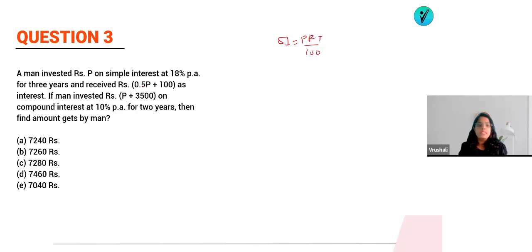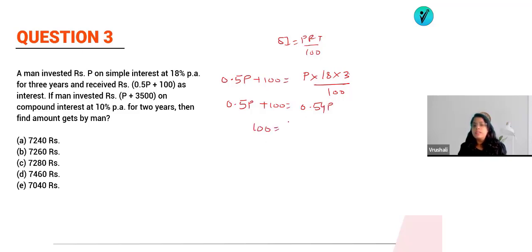So what is this one? SI is 0.5P plus 100. Here P is P, R is 18% and T is 3 years, divided by 100. So how much will it be? If you solve it, 18 3s are 54, 54 by 100. 0.5P plus 100 is equal to 0.54P. So this 0.5 will go to that side. So 100 will be equal to 0.54 minus 0.5, which is 0.04P.